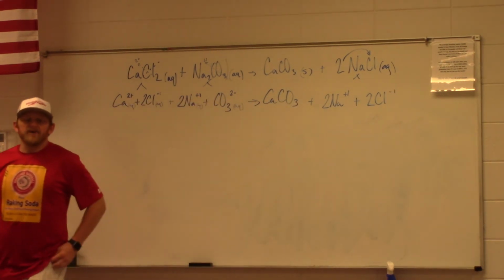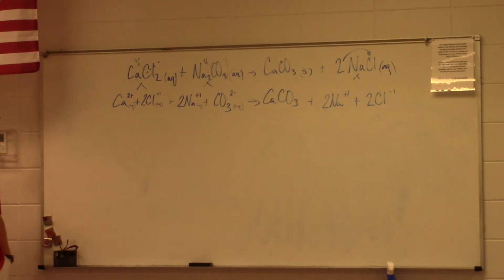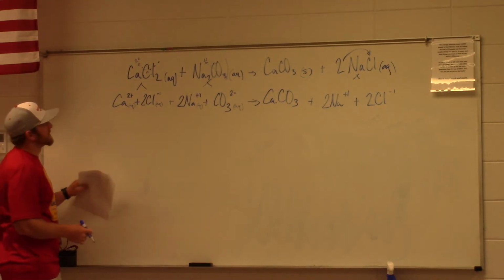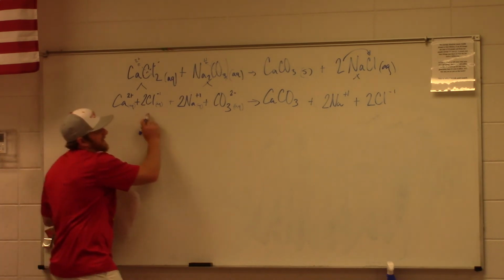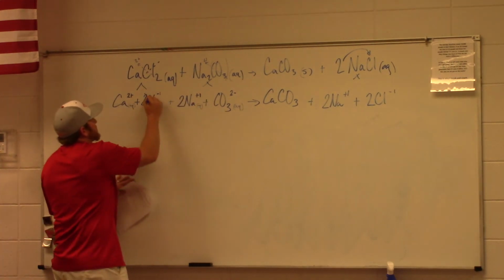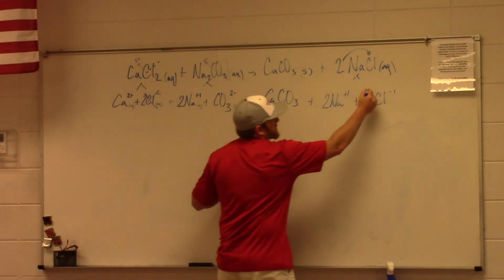Now we have to go back and look at our spectator ions. Okay? What are our spectator ions? Remember, whatever's on the left and whatever equals on the right, those are spectators. They have no part in the game. So, 2Cl-, 2Cl-. Spectator ion. Spectator ion.